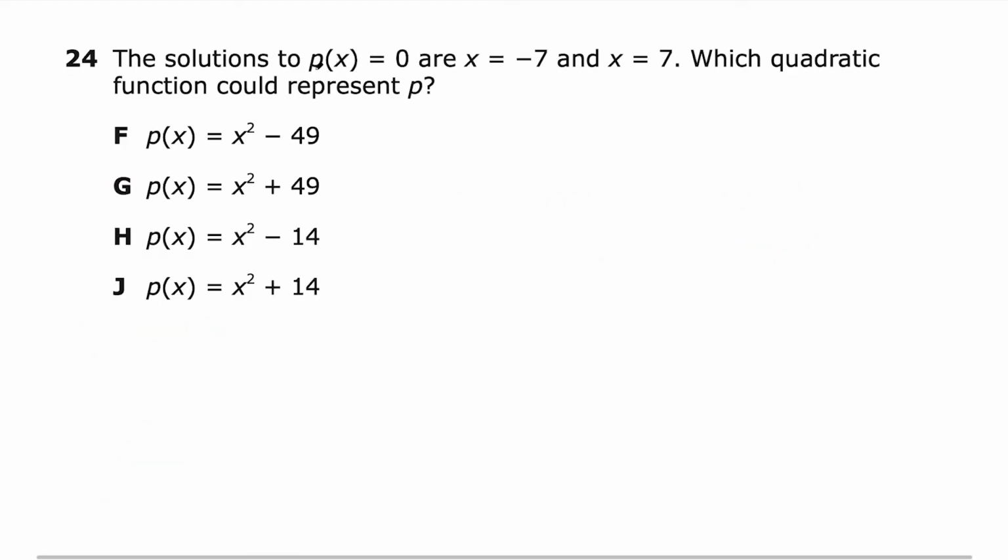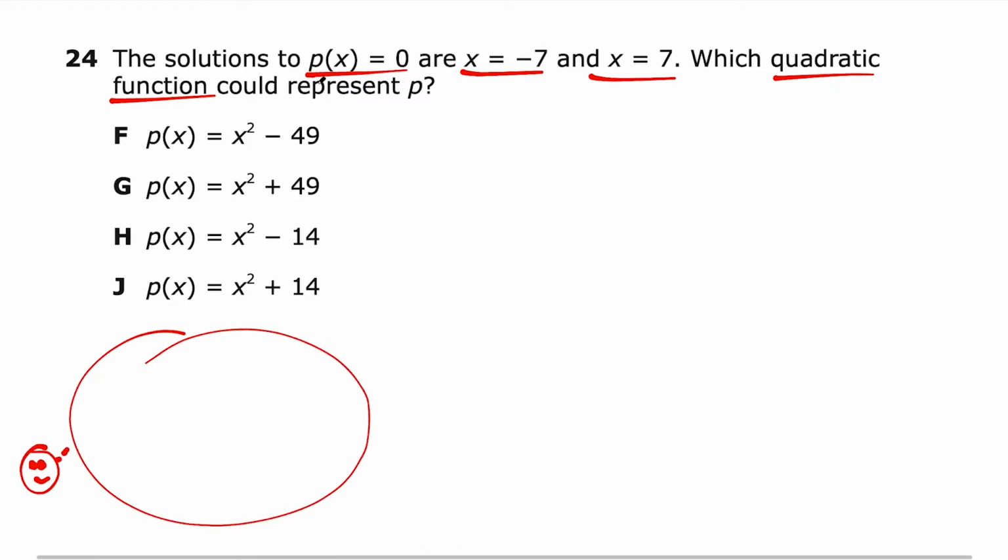Question 24, we have the solutions to P of x equals 0 are x equals negative 7 and x equals positive 7. We want to know which quadratic function could represent p. So for this one, the language here could be a little bit confusing, but when they tell you that p of x equals 0 when x is -7 and x equals +7, it tells you that for this quadratic function, the roots or the x-intercepts are at -7 and +7. And now since all of these answer choices have x squared either minus or plus a number, I'm thinking right away that it's going to look something like this.